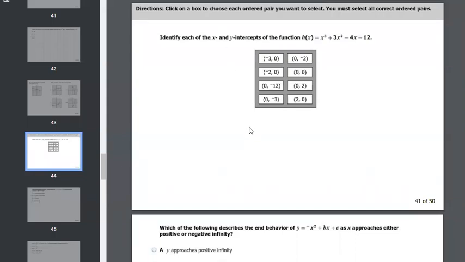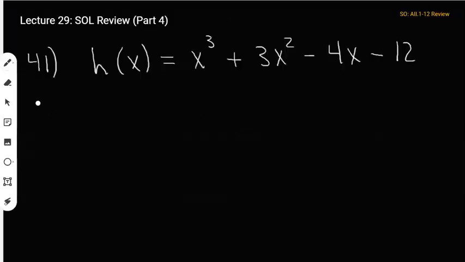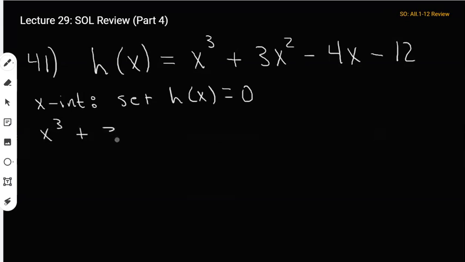Okay. So it gives me this function, and it asks me to find the x-intercepts and the y-intercepts. So in order to find the x-intercepts, what we need to do is take the entire function and set it equal to 0. So we're going to set h of x equal to 0. And when I do that, I'm going to take this entire function right here and set it equal to 0. And then we're going to solve it for x.